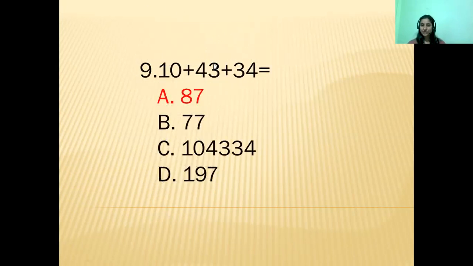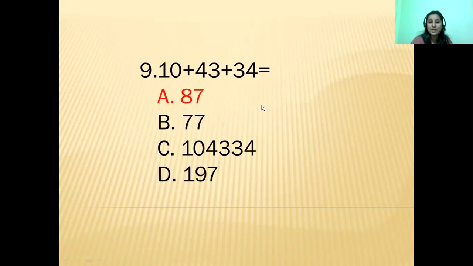4 plus 3, ones place. 4 plus 3: 4, 5, 6, 7. Plus 0, 0 means nothing. So on the ones place there should be a 7. Now we will check the tens place. 3 plus 4: 4, 5, 6, 7. 7 plus 1, 8. That means 8 should be on the tens place and 7 on the ones place. 87. And the correct answer is option A, 87.